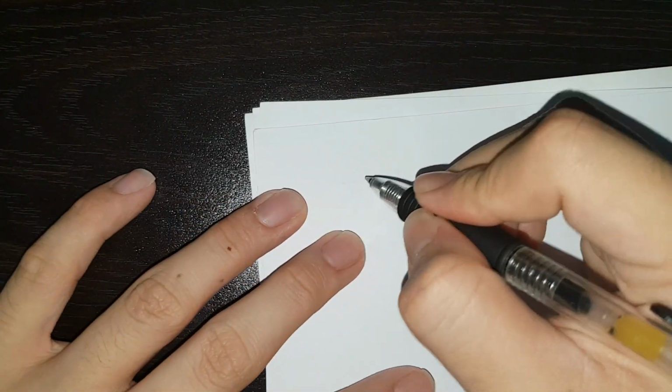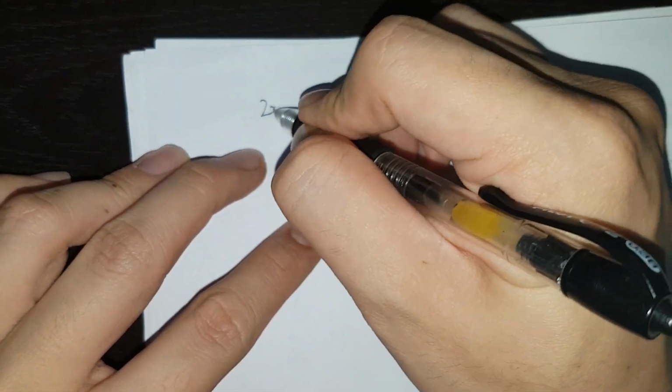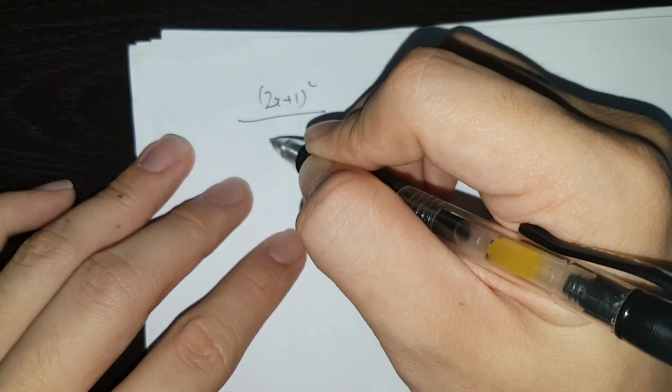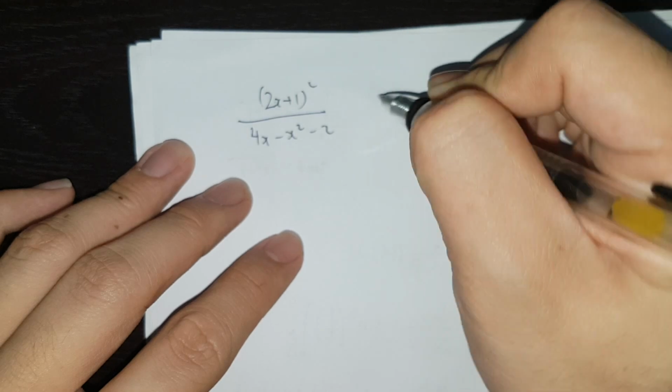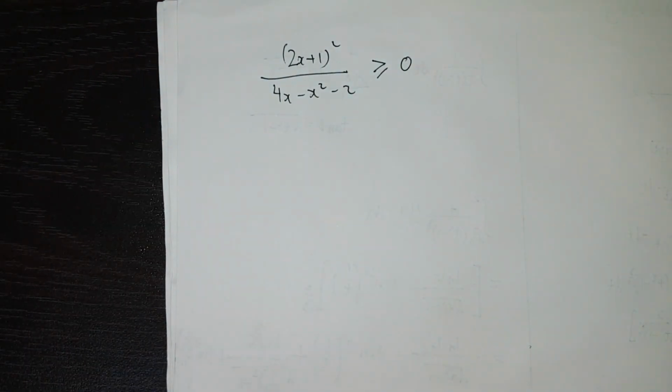Hi guys, today I'll just be going through a very simple question posted by my student. (2x + 1)² over 4x − x² − 2 is bigger than 0. And we are actually asked to solve this inequality, right? So I'm just going to expound and explain the concepts behind solving this inequality.